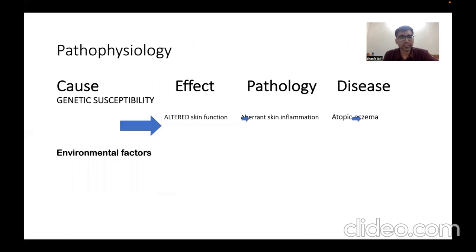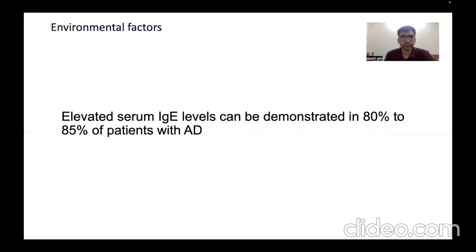So the pathophysiology is that there is a genetic susceptibility, that is filaggrin gene mutation, and environmental factors. Both will cause altered skin function or an altered skin barrier. This will result in an aberrant skin inflammatory response, which will result in disease, that is atopic eczema or dermatitis. So, when there is a positive factor of environmental factors, elevated serum IgE levels can be demonstrated in 80 to 85% of patients with atopic dermatitis, also known as extensive atopic dermatitis.